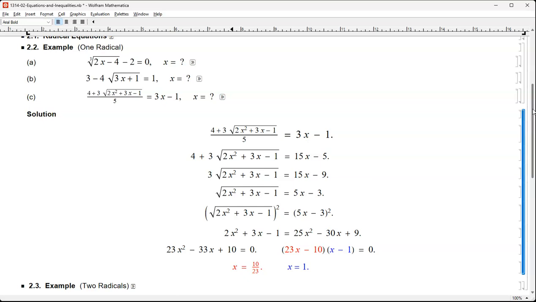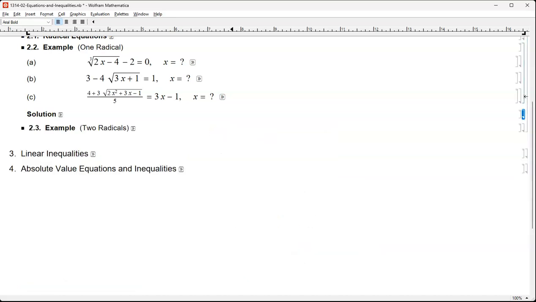But are they really solutions? How do I know until I go back to this original equation and check? So you have to go back and check. Plug in x equals 1 and check. Plug in x equals 10/23 and check. And for the latter, you really need a calculator for that. I'm going to leave the detail to you. I'll just show you the answer key.